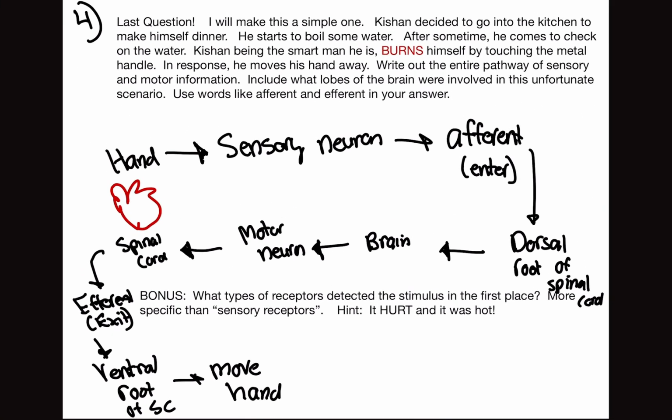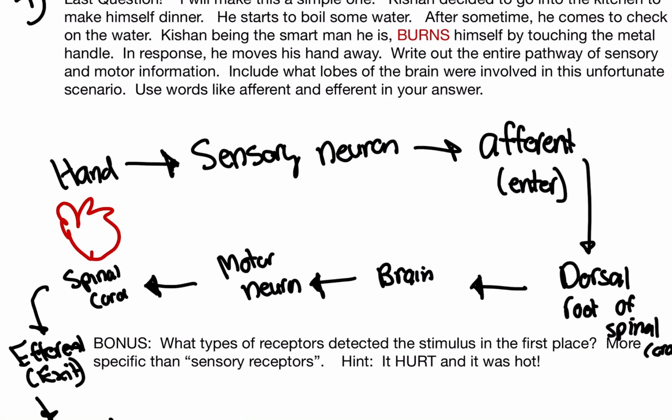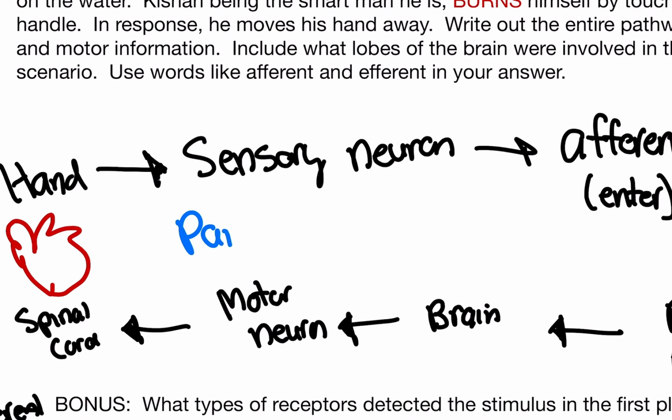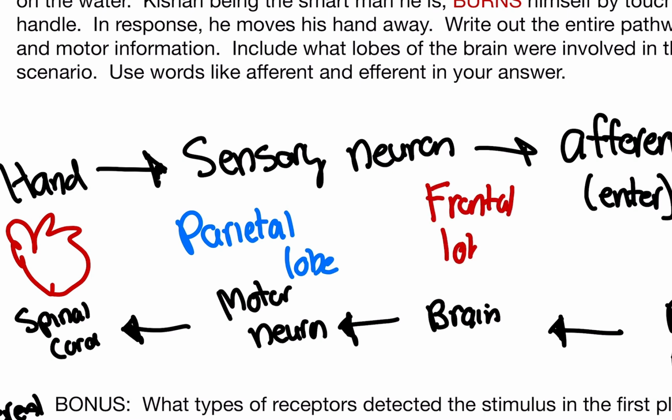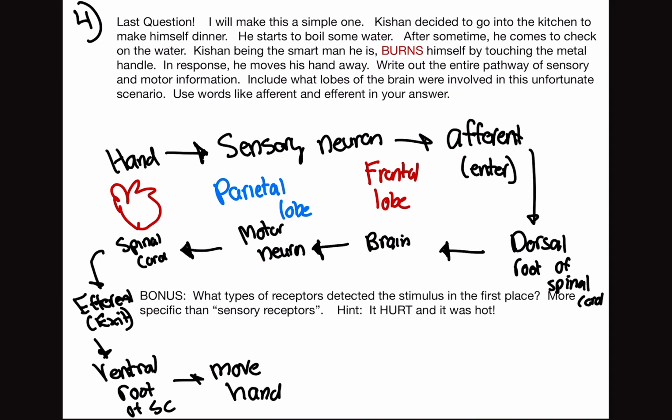What were the lobes? Okay, so we felt something, so we sensed something, and we moved something. So that's going to be the parietal lobe and the frontal lobe. Watch my last video if you need help with that one.